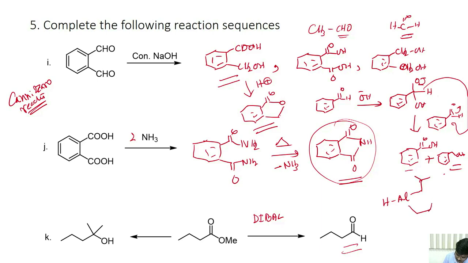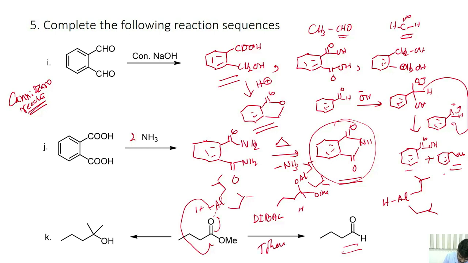So diisobutyl aluminum hydride can undergo reaction to give this intermediate. This can be carried out in toluene solvent at negative temperature. This is very important. You have to use toluene as the solvent. So this intermediate, when you do workup, will convert into aldehyde as a product.